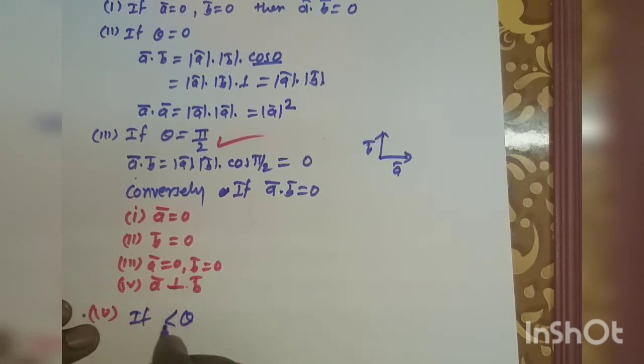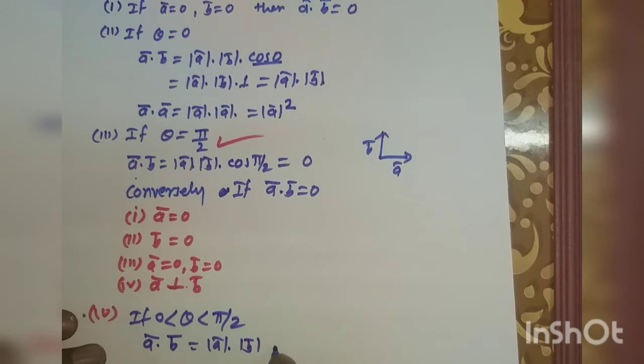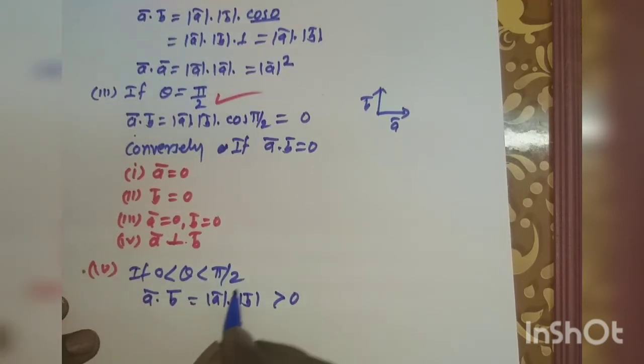If theta lies between 0 and pi by 2, that means theta lies in the first quadrant, then a bar dot b bar is equal to mod of a bar into mod of b bar into cos theta, which is greater than 0, that is positive. Cosine theta in the first quadrant is positive.